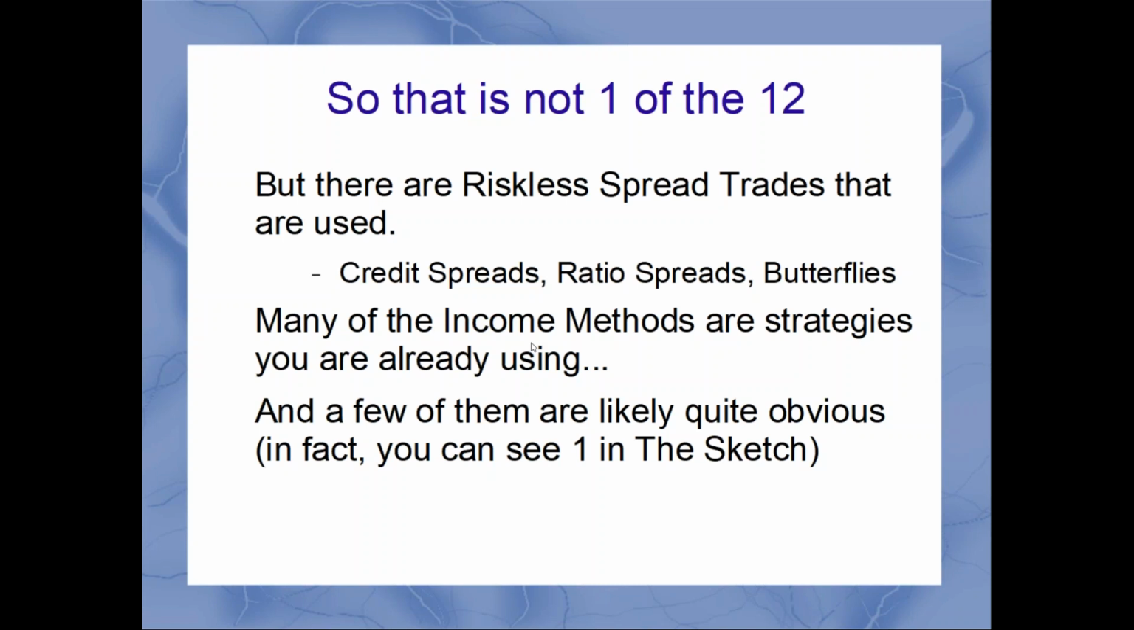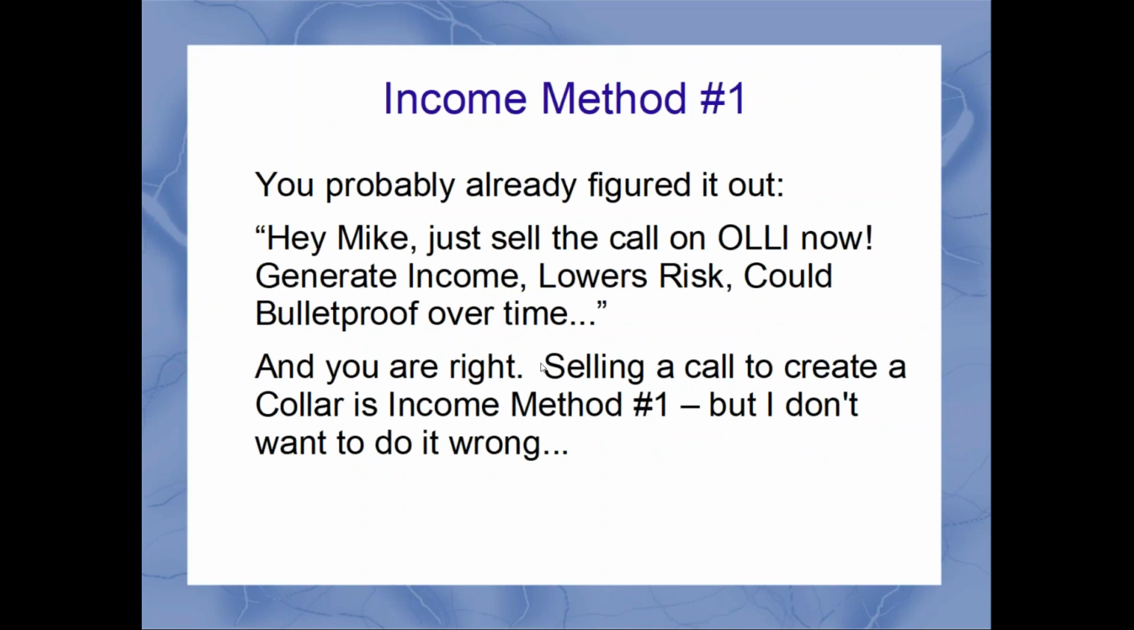Many of the 12 income methods we use in this married put structure are strategies that you're already using. And a few of them are likely quite obvious. In fact, in that free white paper, The Sketch, that you can get at RadioActiveTrading.com, we show income method number 1 already. You can see one of those there. And you've probably already figured it out.